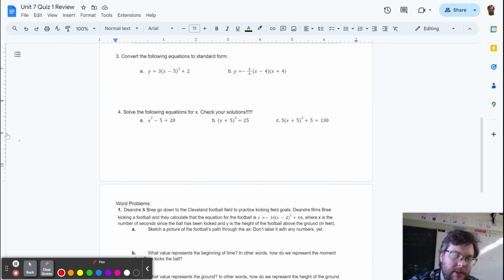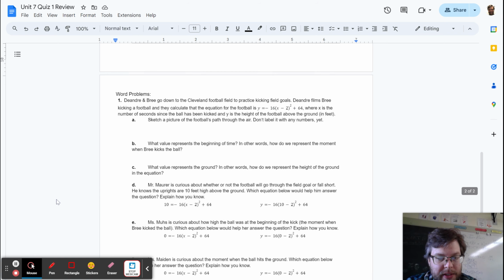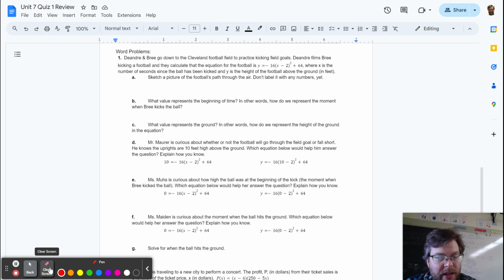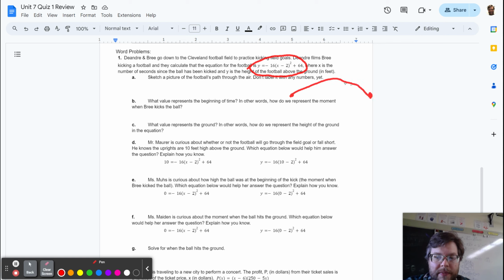So last is the word problems. I'm going to do these very quickly because I'm almost out of time. DeAndre and Bree go down to the football field to practice kicking field goals, and they have this equation for their football. X is seconds after it's been kicked. Y is the height. We know it's going to go like this through the air. And in fact, I know that the vertex is at 2, 64, because that's the form the equation is written in. What value represents the beginning of time? Well, X is the number of seconds since the ball has been kicked, so the beginning is 0 seconds after it's been kicked. What value represents the ground? Well, Y represents the height above the ground. If you are on the ground, your height above the ground is 0.